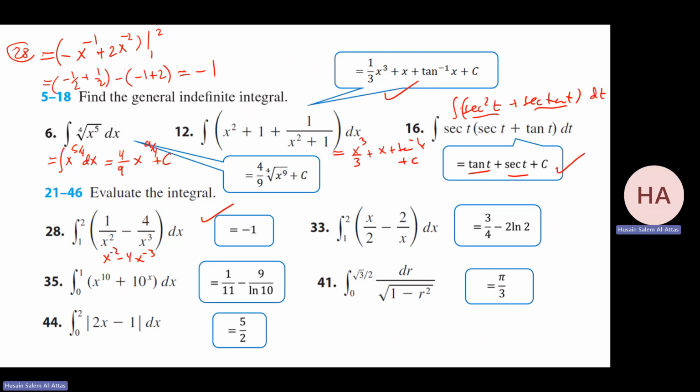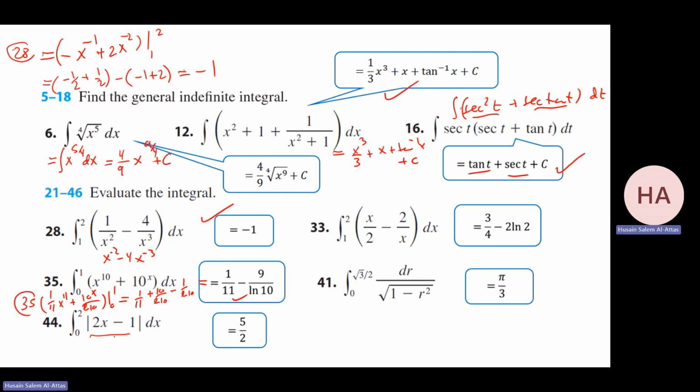Okay, now 35. Let me do 35 here quickly. 35 will be 1 over 11 x to the 11 plus 10 to the power x over ln 10 from 0 to 1. At 1, that gives me 1 over 11 plus 10 over ln 10. At 0, that will be 0; 10 to the power 0 is 1. I think we did it also before, which is equal to this.